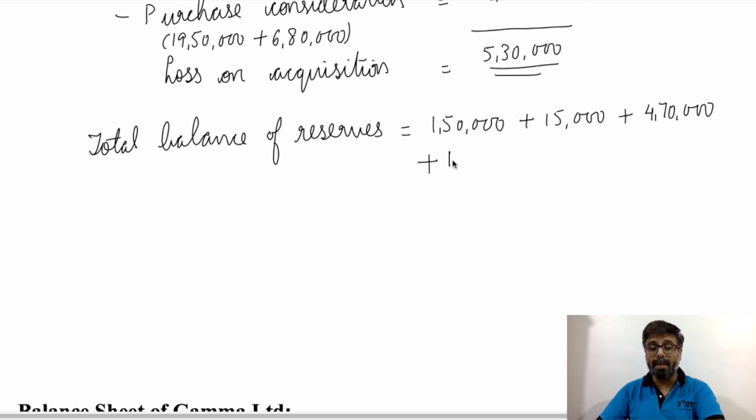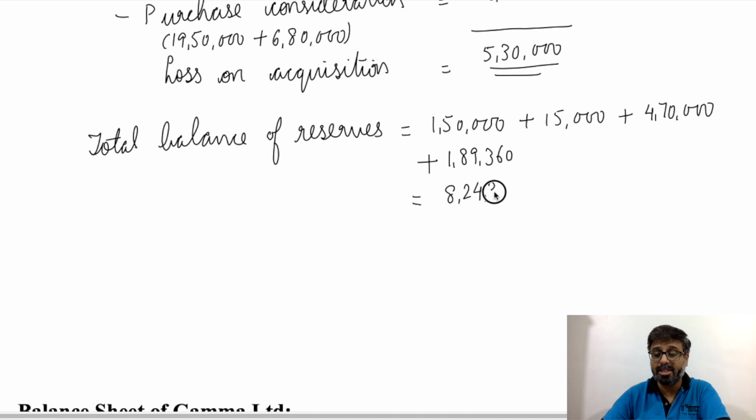So what is the total balance of all the reserves combined together, favorable accumulated profits? 4 lakh, 5 lakh, 550, 620, 720, 8 lakh. I repeat, 4 lakh, 5 lakh, 550, 620, 720, 8 lakh 9 plus 15, 8 lakh 24,360. You all can add it in your calculators. From this we will write off. This loss on acquisition we have to write off from reserves.